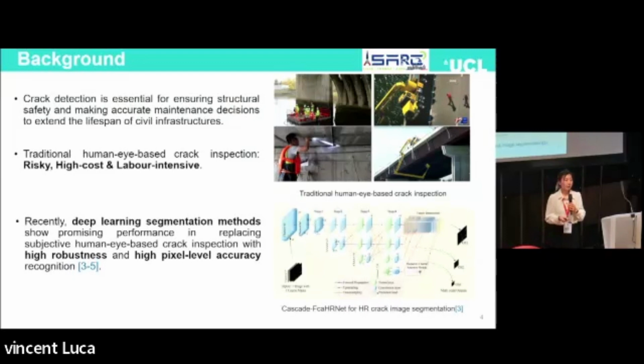With deep learning methods, we can process the images we collected from the infrastructure. It can replace the subjective method, the human eye inspection. Deep learning methods show high robustness and high pixel-level accuracy recognition. This one shows the method we used in a conference paper we already published. It's a convolutional network, so we can detect the crack quickly and accurately.